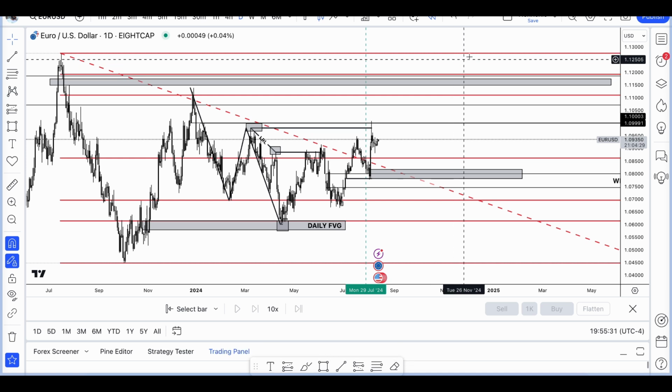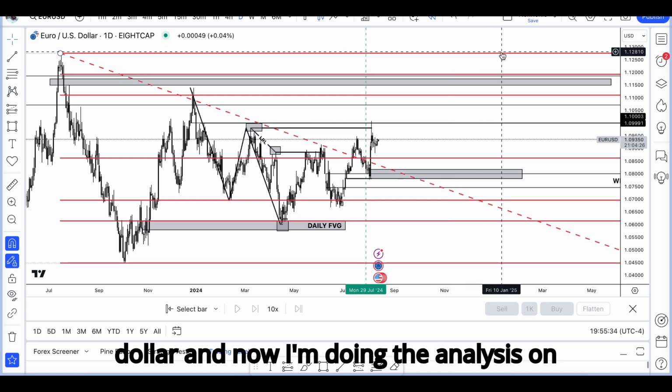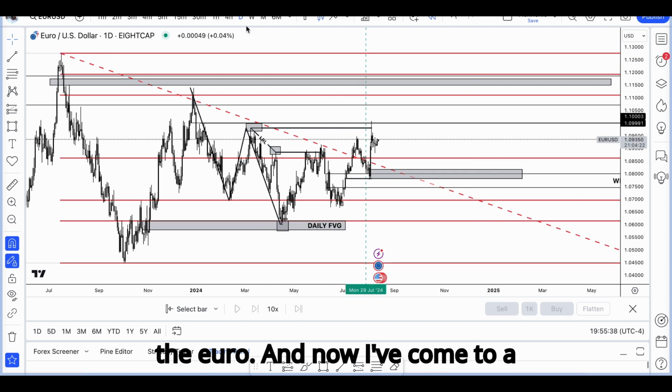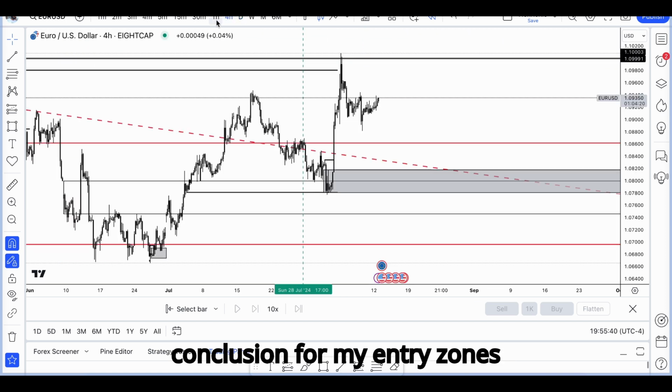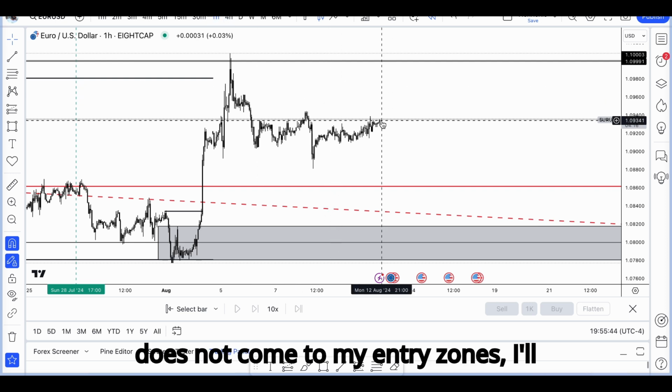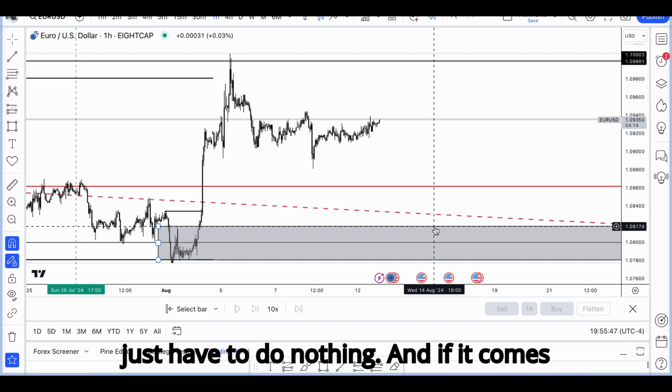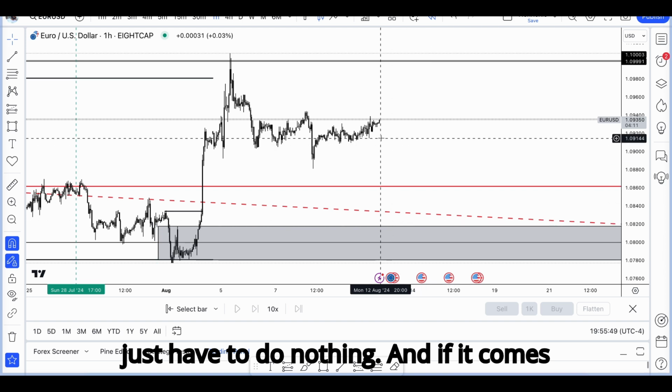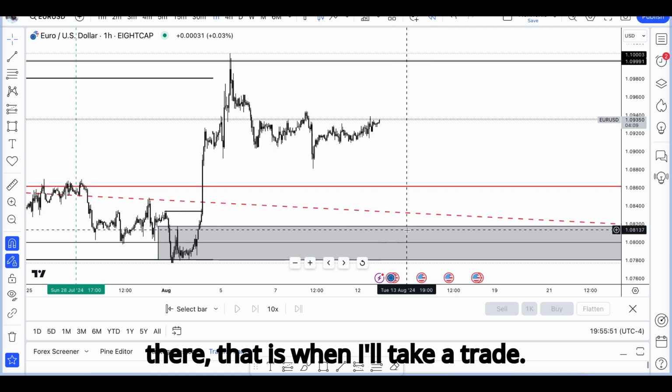And why is that? Because I've done my analysis from the dollar and now I'm doing the analysis on the euro. And now I've come to a conclusion for my entry zones and my exit zones. And if price does not come to my entry zones, I'll just have to do nothing. And if it comes there, that is when I'll take a trade.